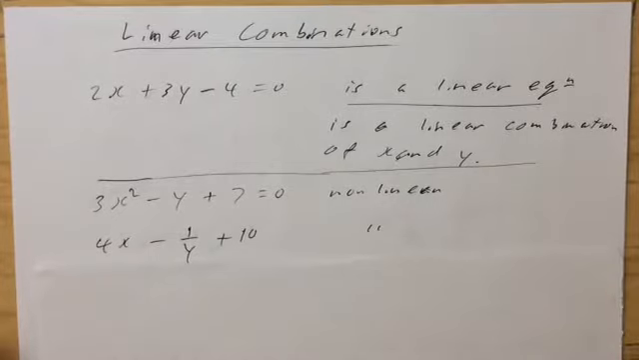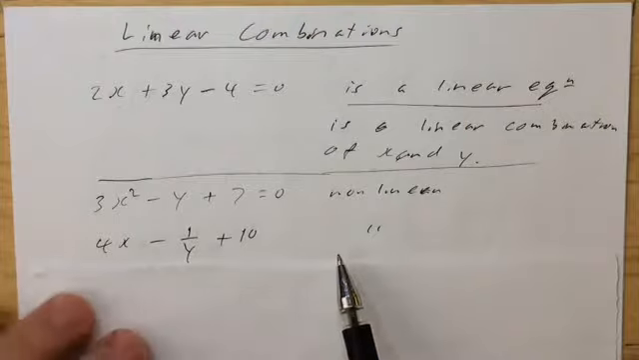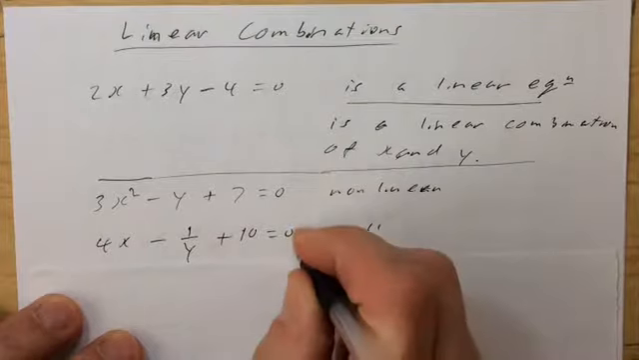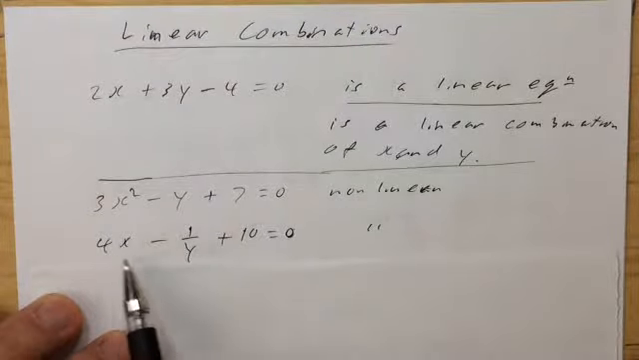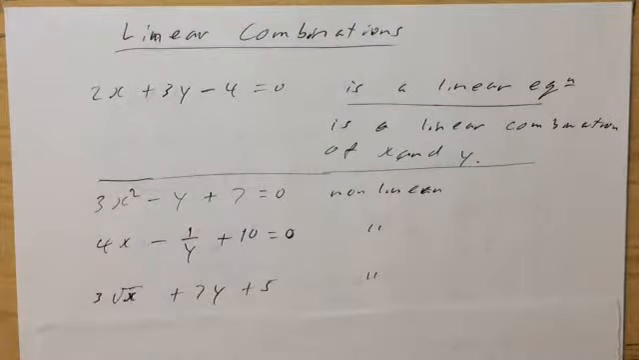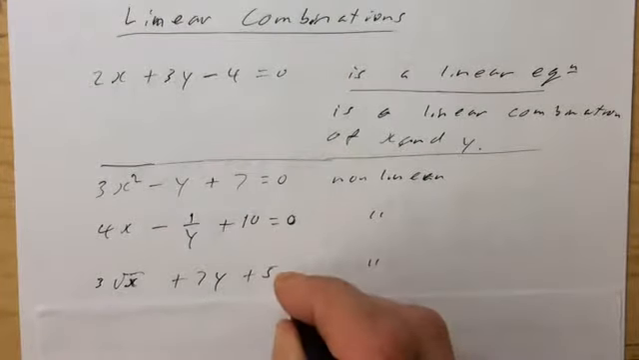Okay. 4x minus 1 over y plus 10 is also nonlinear. Okay. If we tried to rearrange this, say it equals 0, into a function, we would have a rational function. And rational functions, as we know, are not linear. So this is not a linear combination of x and y as well. And this is also an example of a nonlinear combination of x and y.